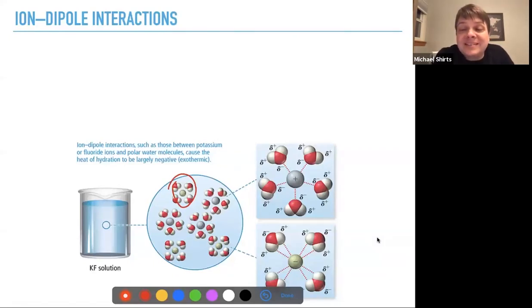So that's the situation. It's just the tug of war. If the dipole-ion interactions are strong enough, it dissolves. If they're not strong enough, it doesn't dissolve.